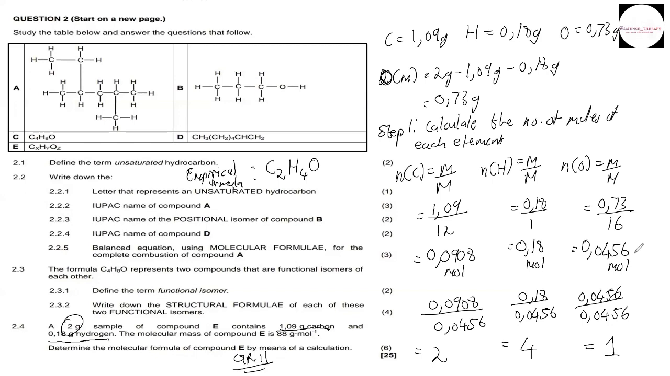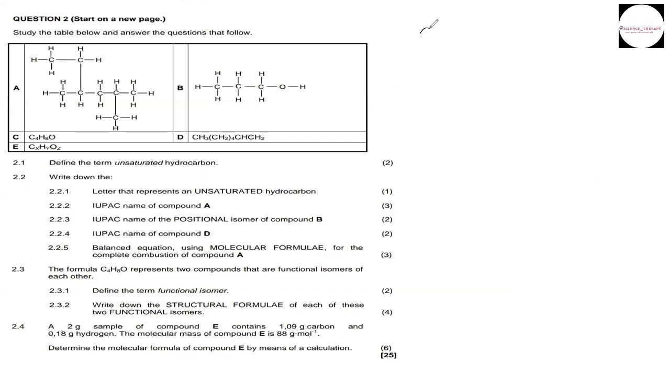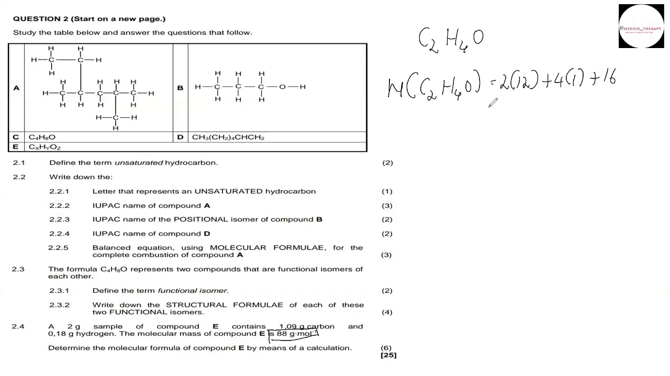Allow me to just erase here. Now remember our empirical formula is C2H4O. But then we are given that the molar mass of compound E is 88 grams per mole. Now to find the molecular formula, we need to calculate the molar mass of the empirical formula, C2H4O. This will be 2 multiplied by 12, because we have two carbon atoms and each carbon atom is 12 grams per mole, and then we have 4 multiplied by 1 plus 16. Adding all that together gives us 44 grams per mole.